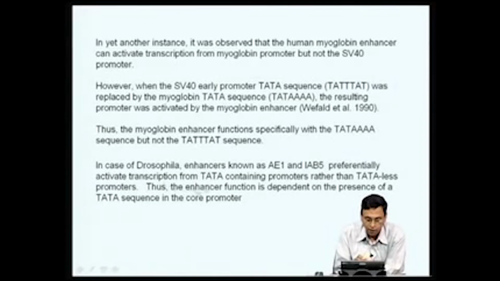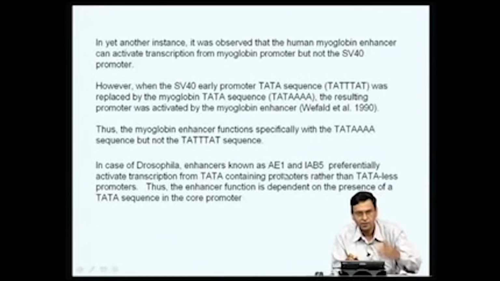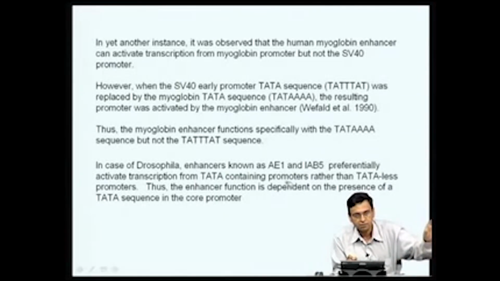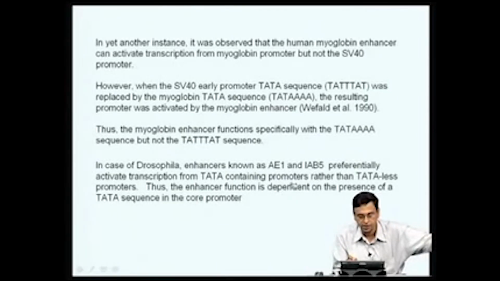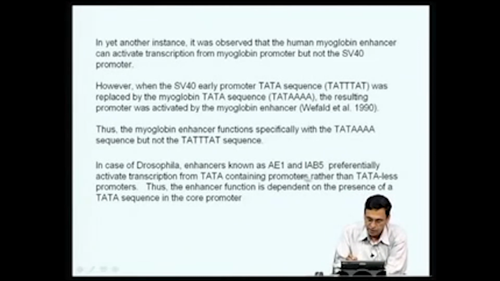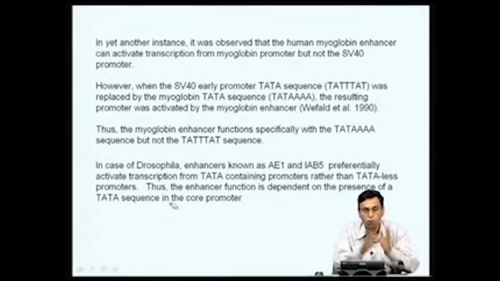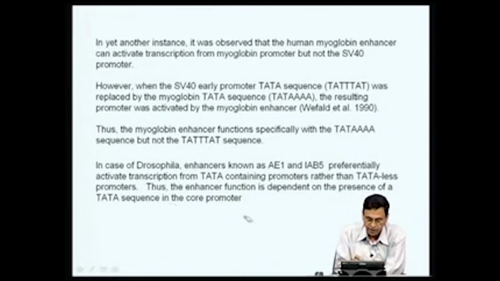Similarly, in the case of Drosophila, enhancers known as AE1 and IAB5, do not bother about all this terminology, they are just different names given to identify or study different enhancer sequences which serve as binding sites for many other transcription factors which bind further away from the promoter sequences. These two enhancer sequences preferentially activate transcription of TATA-containing promoters rather than TATA-less promoters. You can see these enhancer sequences can function only from TATA promoters which contain a TATA box, but when you remove the TATA box, they no longer function as enhancer sequences. So, the enhancer function of these sequences is dependent on the presence of a TATA sequence in the core promoter.